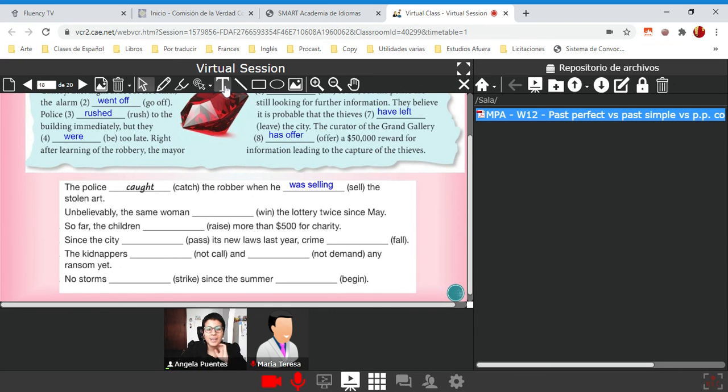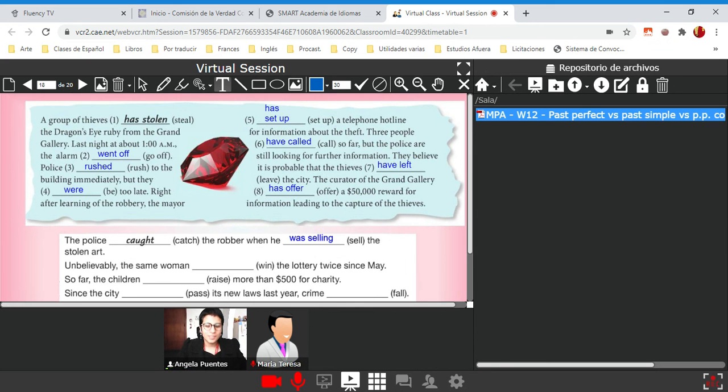Unbelievable. The same woman has won the lottery twice. Nice. Very good. Has won. Great. The next one. Okay, so far the children has raised. Very good. Have, because it's plural. The children have raised. Okay. Because it's the children.